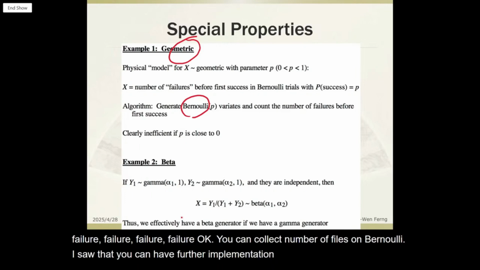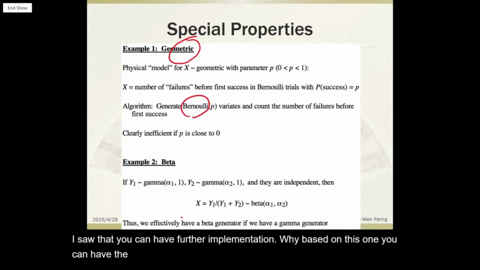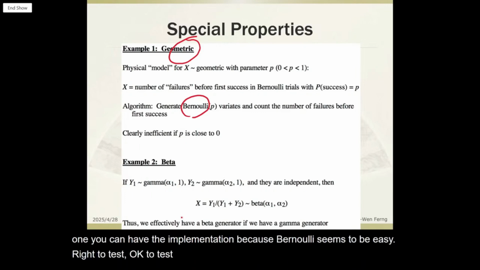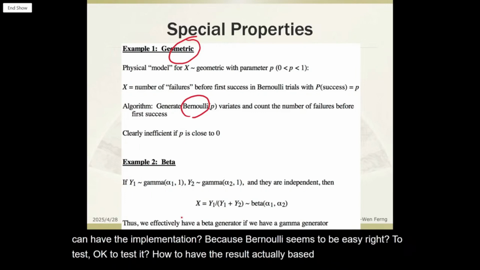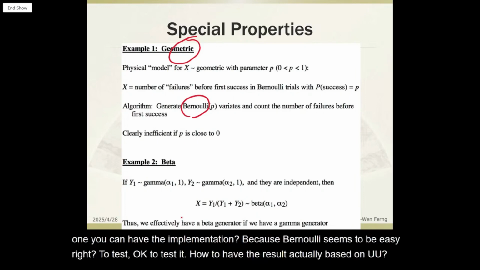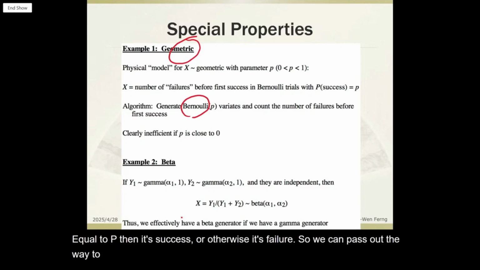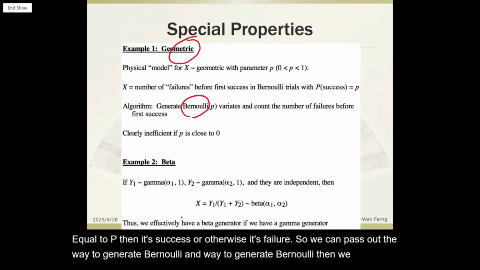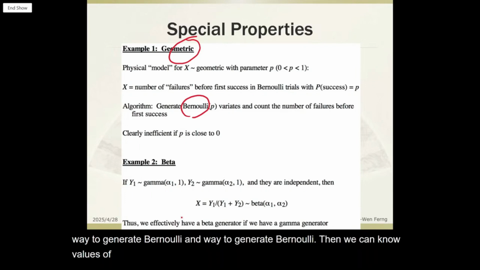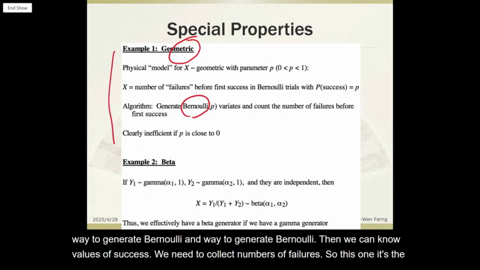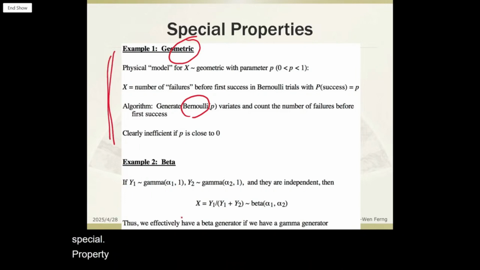Why? Based on this one, you can have the implementation because Bernoulli seems to be easy, right, to test. To test it, how do we get the result? Based on a uniform: if the uniform is lower than or equal to P, then it's a success, or otherwise it's a failure. So we can pass on to the way to generate Bernoulli, and with it we know failures or successes. We need to collect the number of failures. So this one is the special property between geometry and Bernoulli, right?